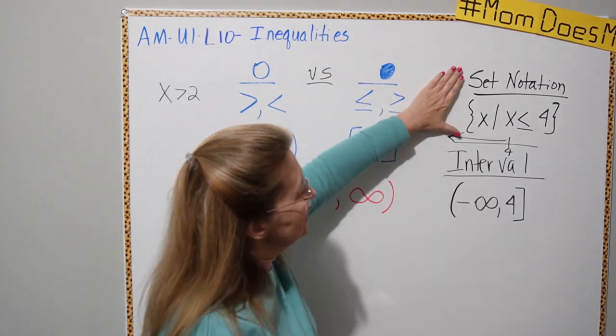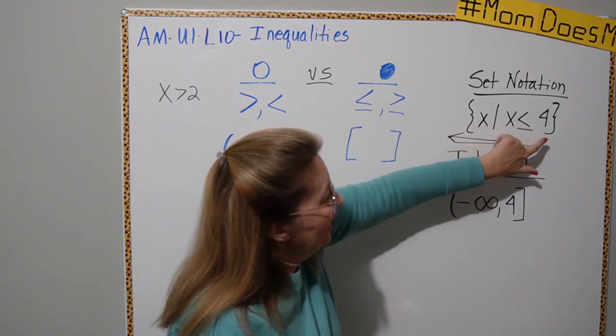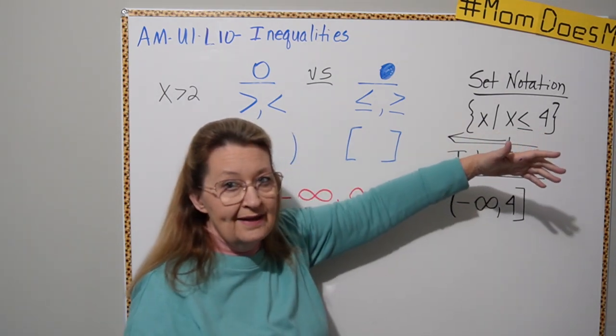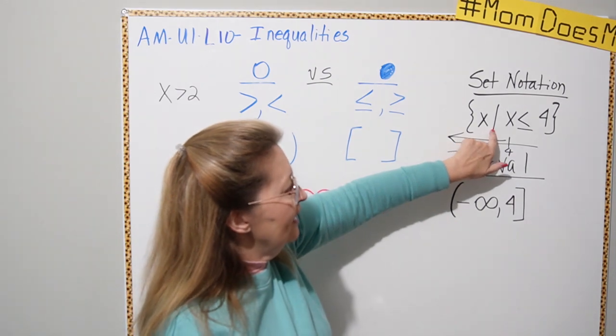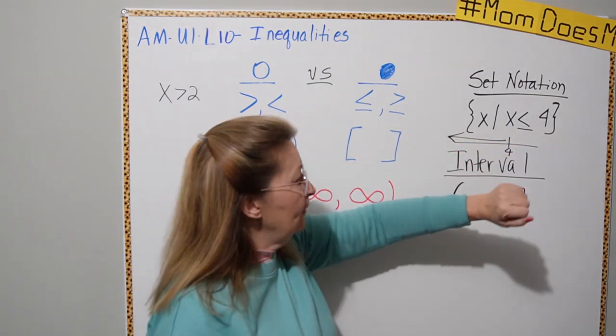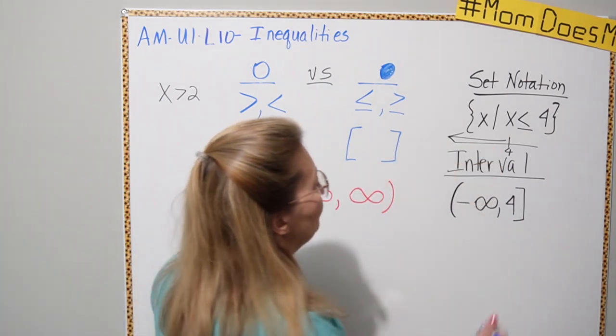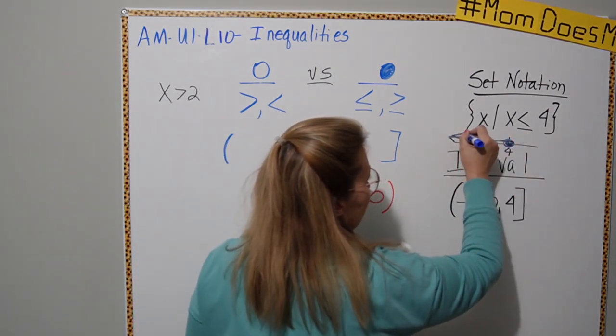All right, let's talk about set notation. If you're going to use set notation, this is what it would look like. You have the brackets on either end, just like a set, and you would read this x such that x is less than or equal to 4, okay? On a number line, what would that look like? Well, it would have a closed dot here and go this direction.